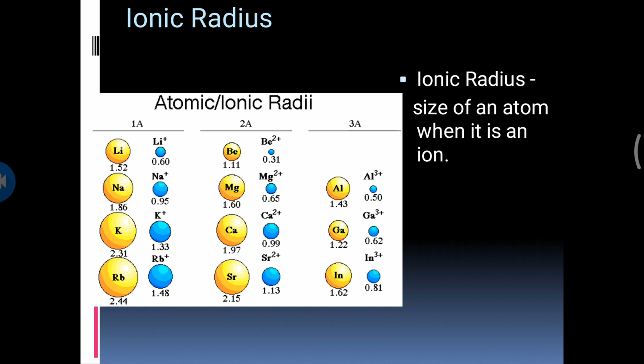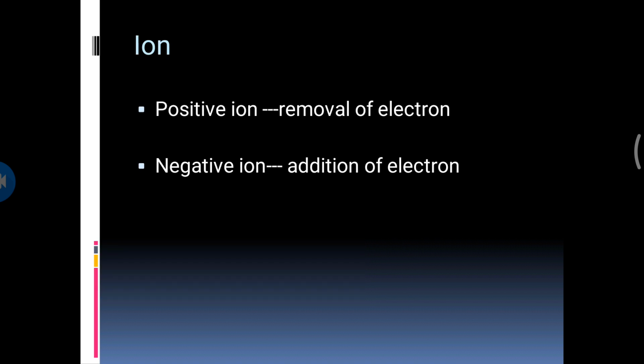From left to right it also decreases. Now, how are ions formed? If electrons are removed, they form positive ions, and if electrons are added to an atom, it forms a negative ion. Positive ions are cations and negative ions are anions. So here I am showing the size of the atom.